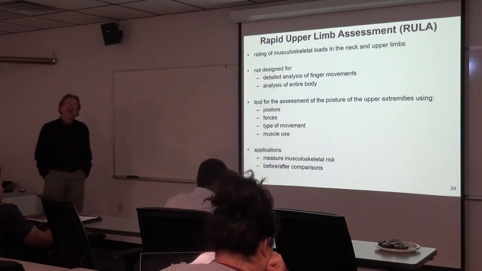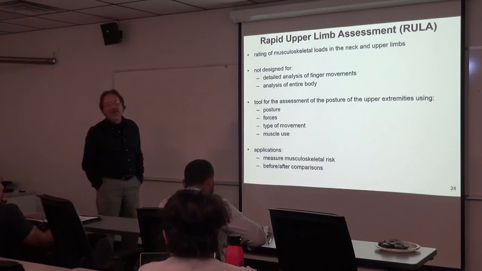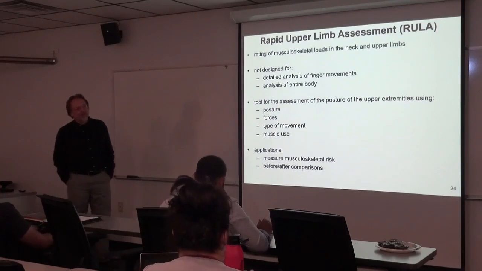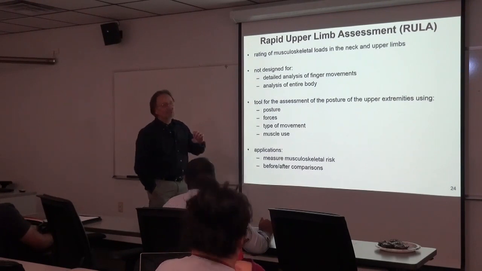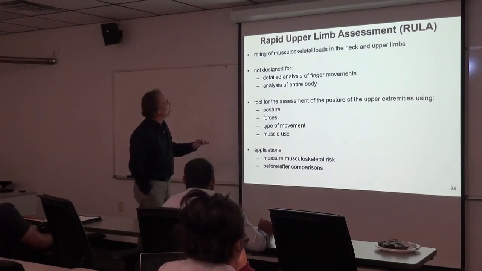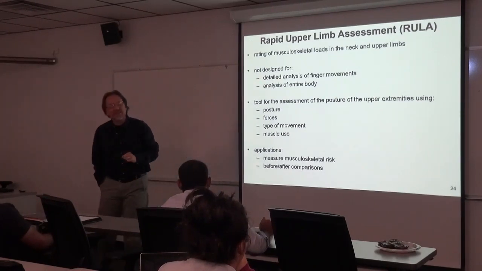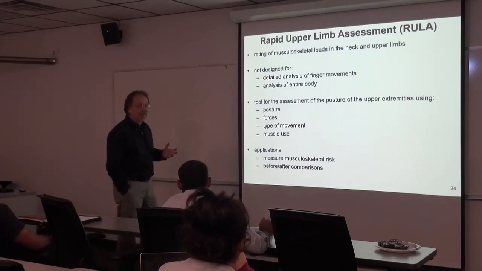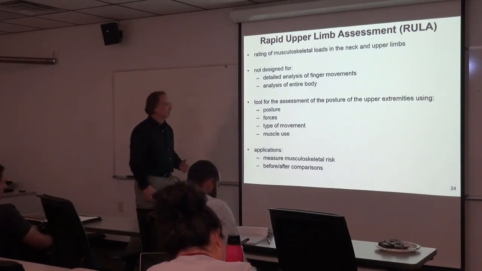Its focus is the upper limb, however it includes the entire body, because the assumption is that your upper limb activity and your upper limb strain is going to be influenced at least a little bit by the position of the rest of your body. So it does have the whole body, but it's meant to evaluate the upper limbs. It's not intended to do an analysis of fine finger movements, something like typing or fine assembly. This isn't appropriate for that, but it is for larger upper body movements.